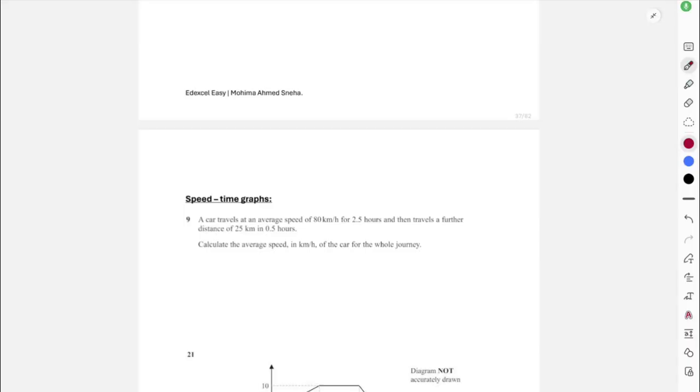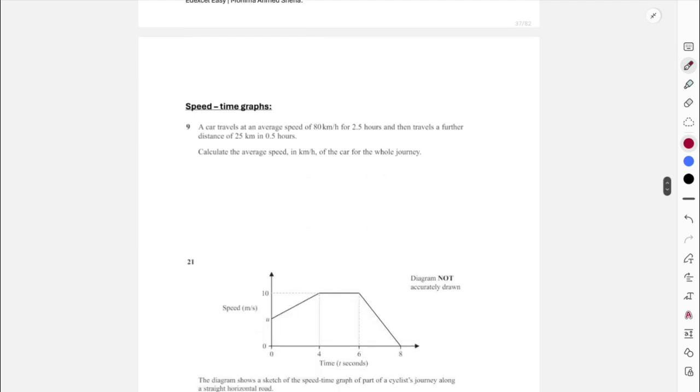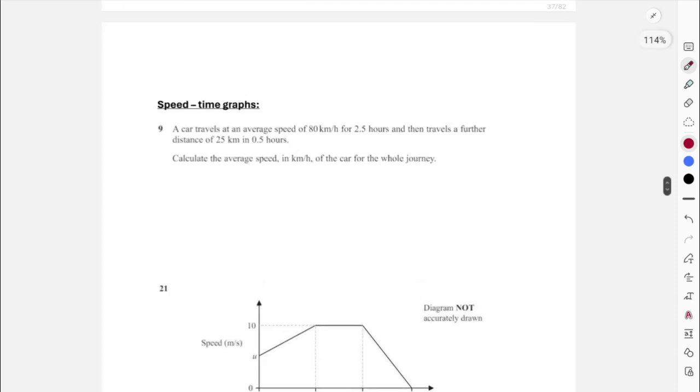So we are starting the rest of the Maths B Paper 1 revision part 2. In the last video, we have completed a few topics, and the rest of the topics that might come in your exam for Paper 1 Maths B will be discussed in this video. So we are starting with speed time graphs.